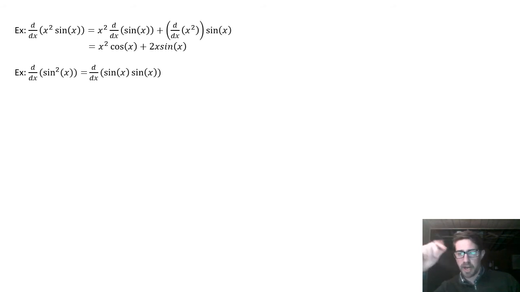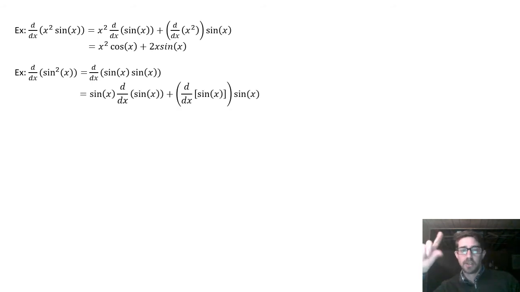Right? So now it's product rule. It's just f and g are the same function. So the derivative of sine of x times sine of x is sine of x times the derivative of sine of x plus the derivative of sine of x times sine of x. Right? That's just the product rule. It's just that both functions just happen to be the same function.